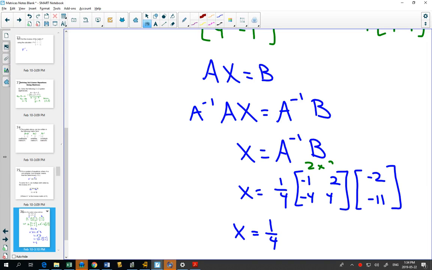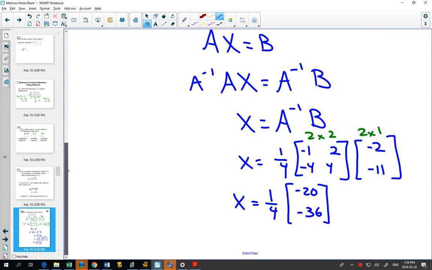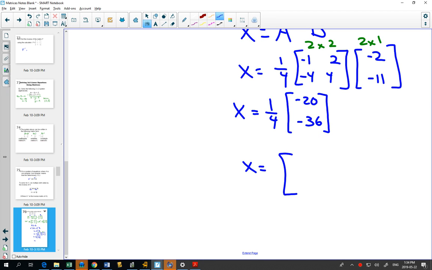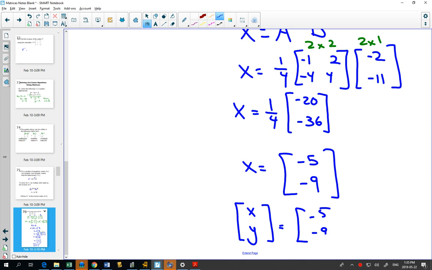Okay? First of all, can you see that this is possible? So 2 by 2 multiplied by a 2 by 1. Our answer here should be a 2 by 1. Row 1 multiplied by column 1, it's going to be 2 plus negative 22, negative 20. Row 2 multiplied by column 1, 8 minus 44, negative 36. And now if I multiply that 1/4 in, I get negative 5, negative 9. And matrix X was our variables. So what does it tell us? It tells us that x was negative 5, y is negative 9.